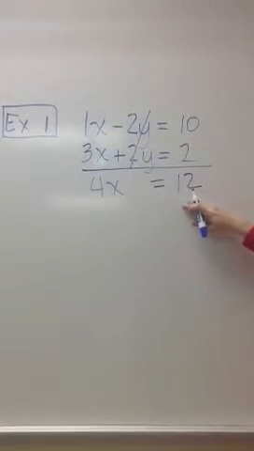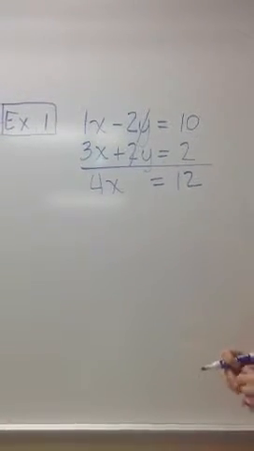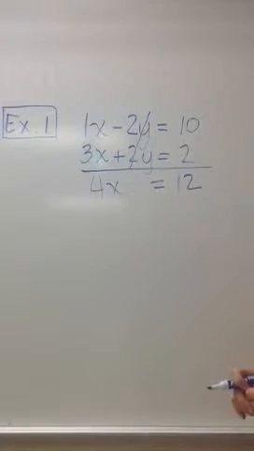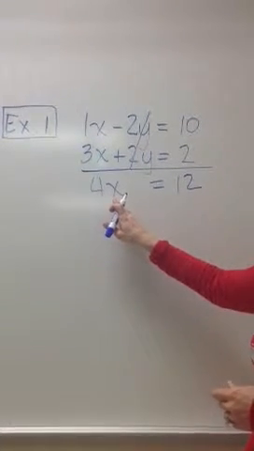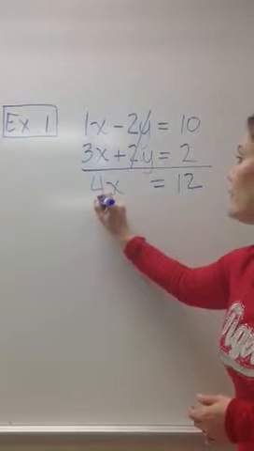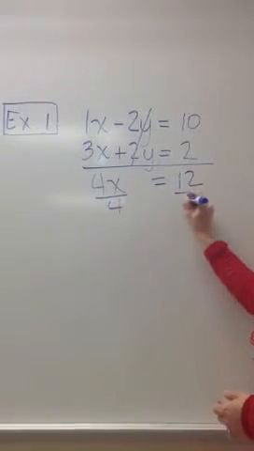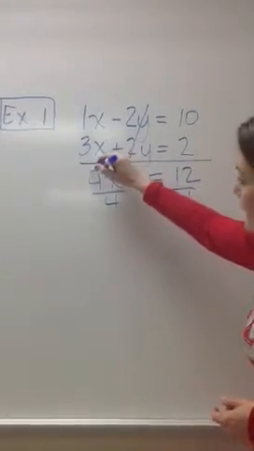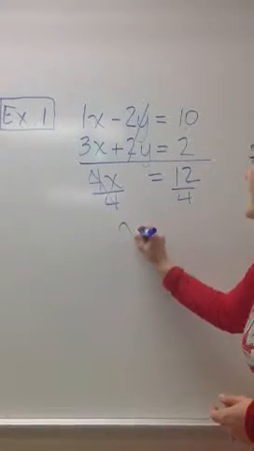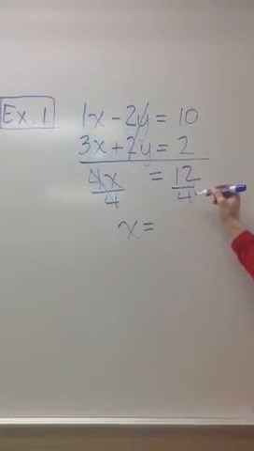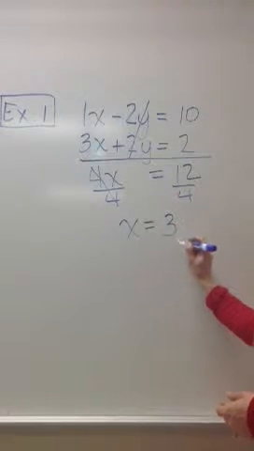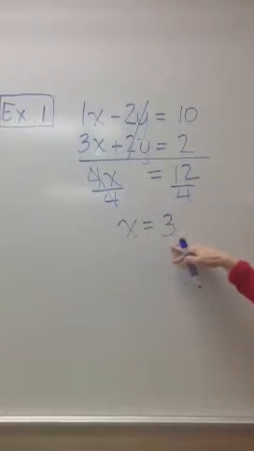Now I have an equation with just one variable, so I can solve that and find the value for x. Since 4 is multiplied by x, to determine x and get it by itself, I'm going to do the inverse and divide by 4. That cancels my 4's, and what's left is x equals 12 divided by 4, which is 3. Now, this is not the solution.